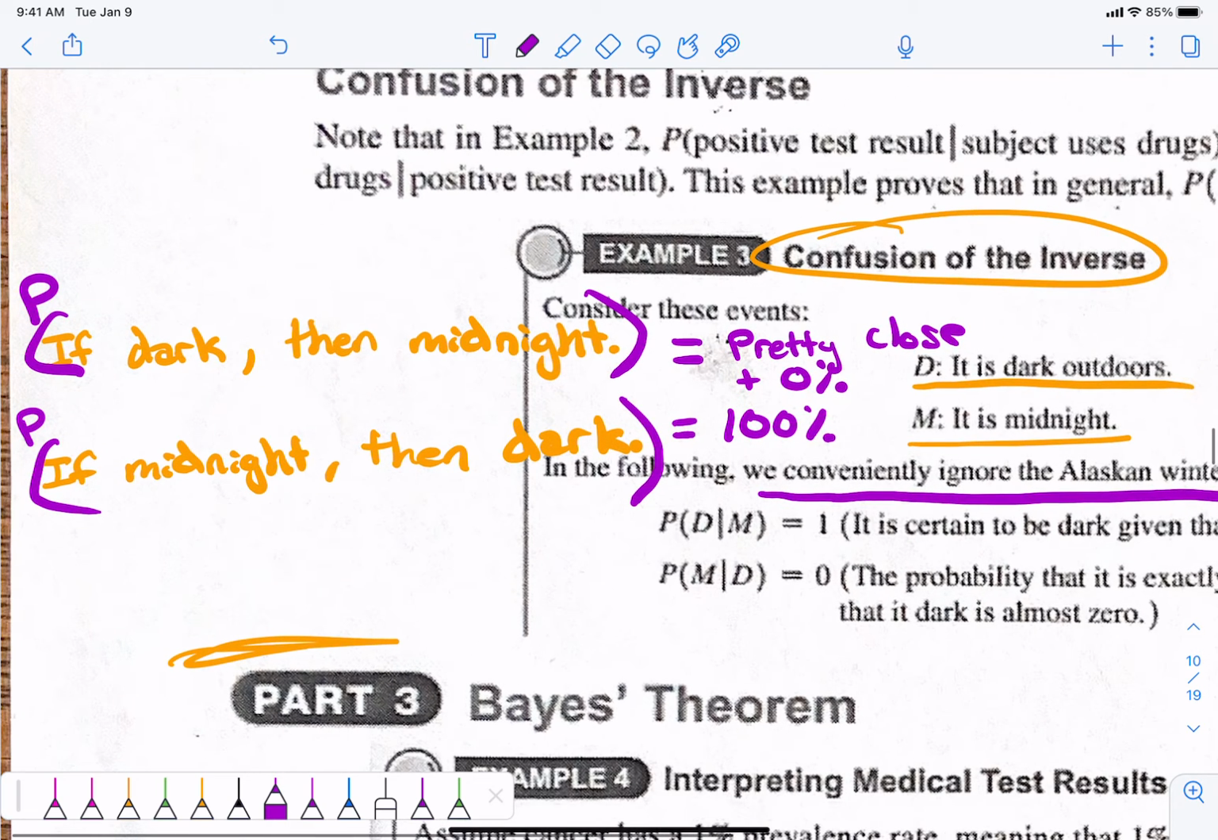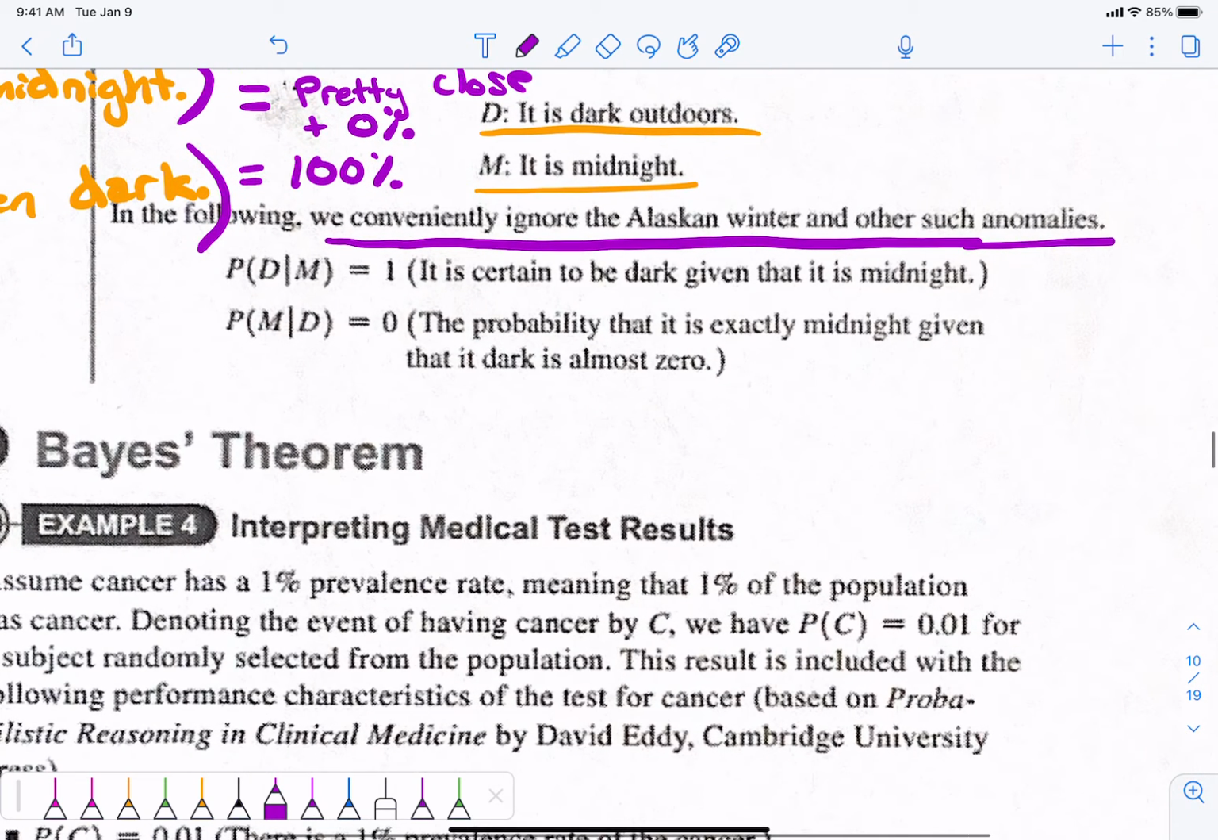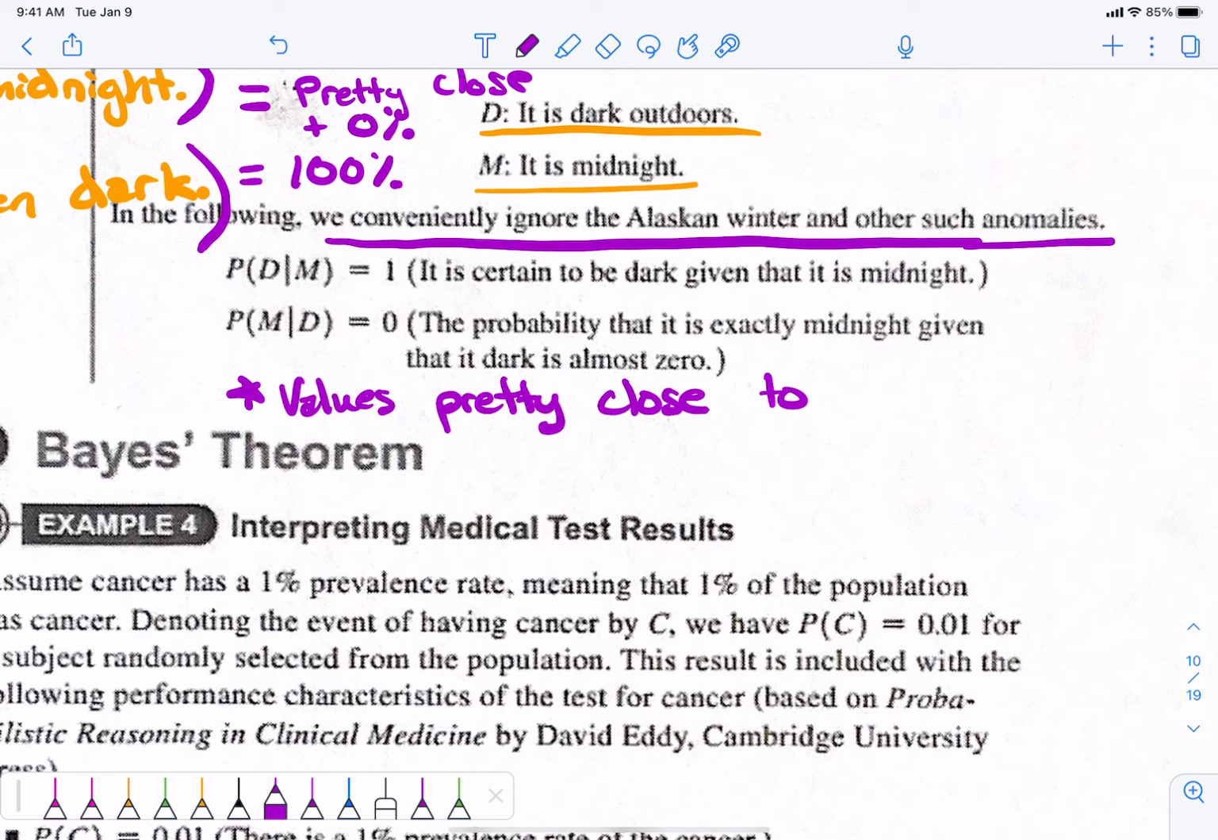Now, one more thing. When you have a value that's pretty close to 0, we'll get to this eventually, but values pretty close to 0% chance, they label as 0 plus. Okay, now what that is saying is that it is not impossible to happen. It's not a 0% chance of happening, but it's pretty darn close, right?